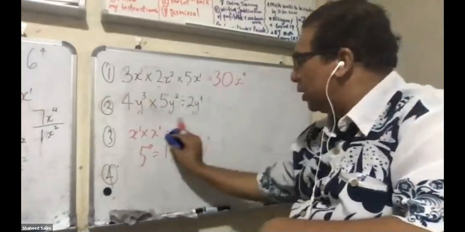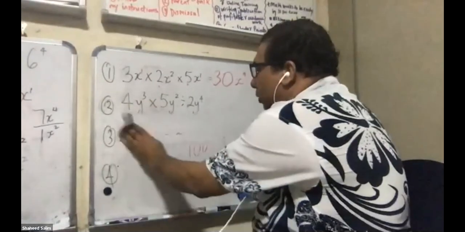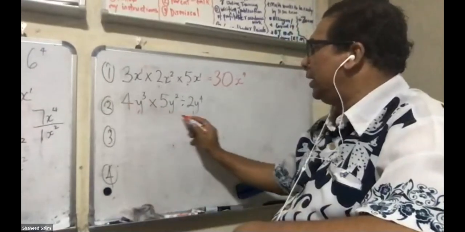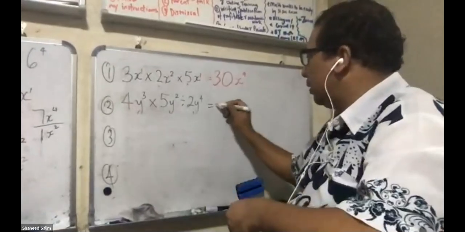We can do the next one. The next one, they say number times number, power times power. Here we go. 4 times 5, 20. 20 divided by 2, 10. Okay, so this is 10.